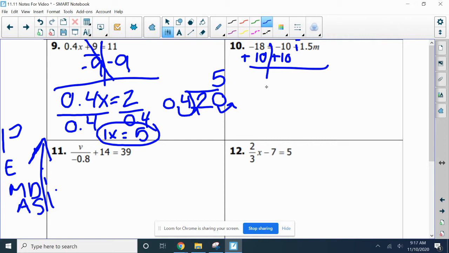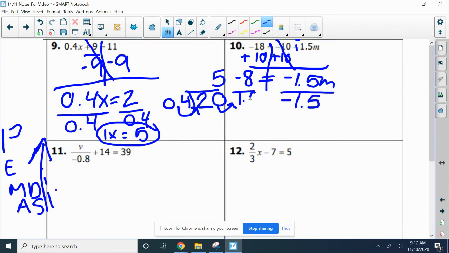Draw my equal line. So negative 18 and positive 10, positive negative, subtract and keep the bigger sign. So 18 minus 10 is 8, and 18 is bigger, so it's going to be negative 8. Negative 10 and positive 10 cancel, so on that right side, all I'm left with is that negative 1.5m. All right, so now I have multiplication, and I get rid of multiplication with division. So I'm going to divide both sides by that negative 1.5.